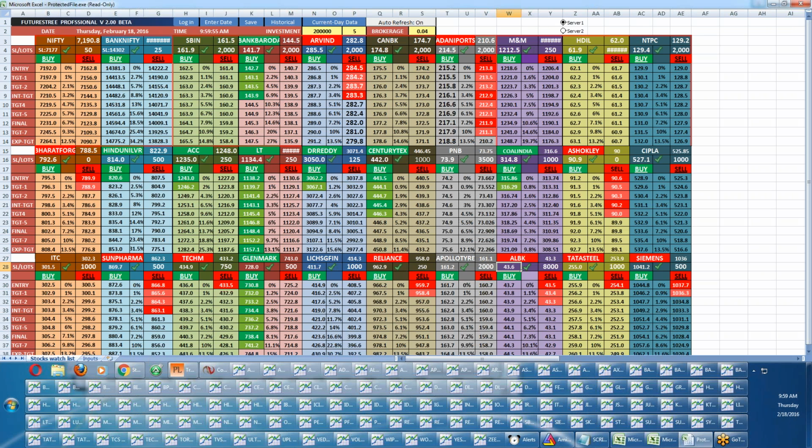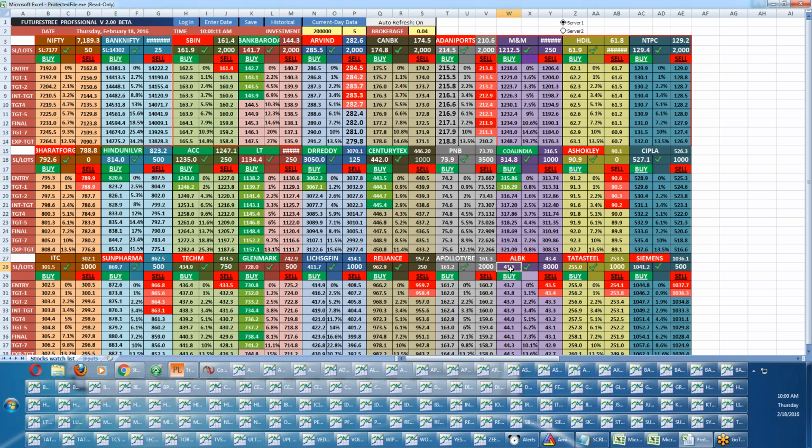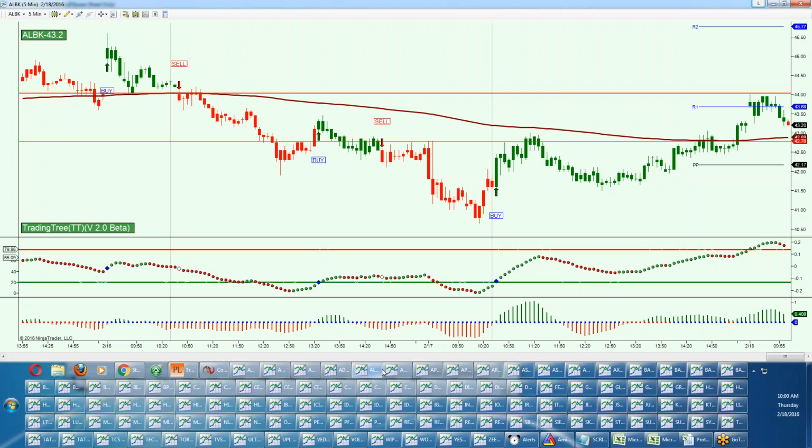ALBK, we had a gap up open that was in green earlier. Now we have a sell call, 43.50. So when you have the stop loss very near to your entry price, it's always better to check the trend and then enter. Otherwise, you'll keep hitting the stop losses very frequently.